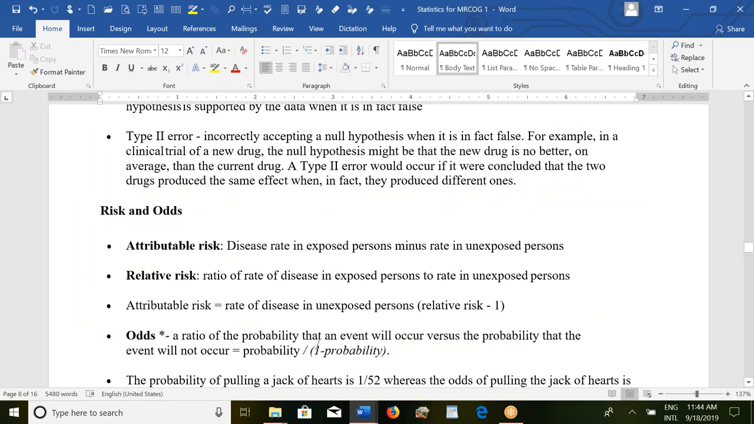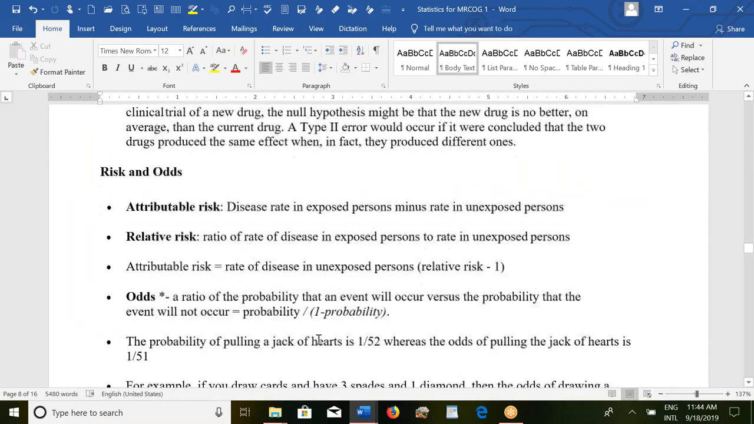So they will basically ask you about the relative risk and the attributable risk, the rate of disease in unexposed persons. So relative risk minus 1, this will be attributable risk. Then odds. Odds ratio is a ratio of the probability that an event will occur versus the probability that the event will not occur. So the probability of an event to occur, divided by 1 minus the probability, the chance that this event will not occur.